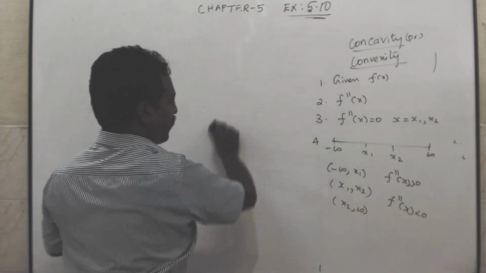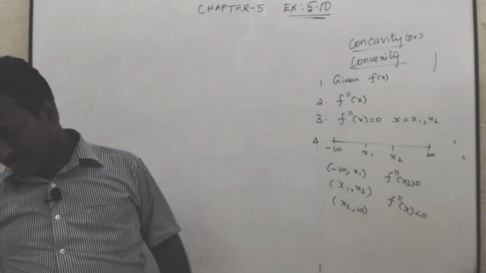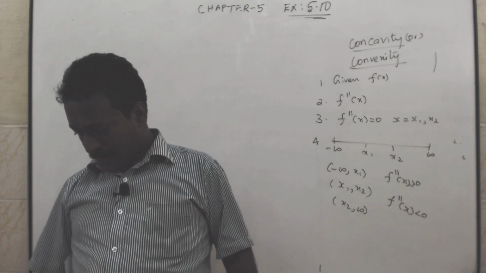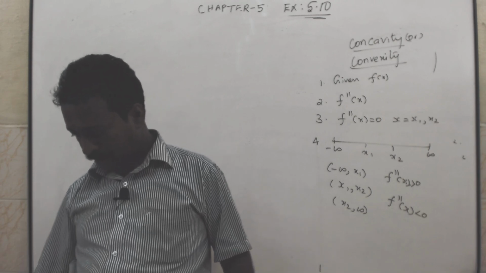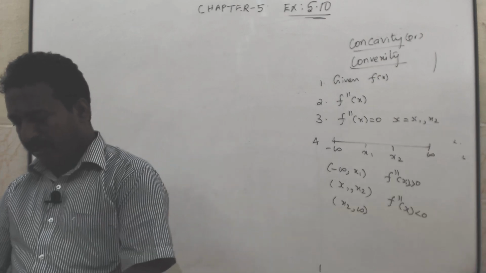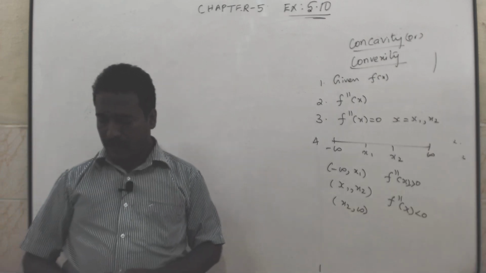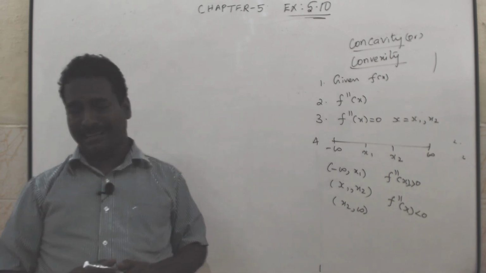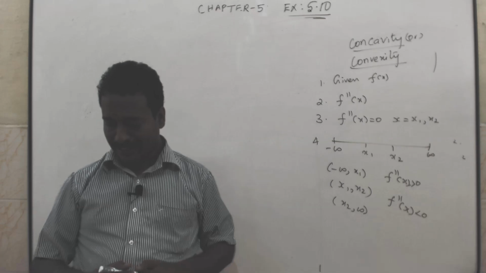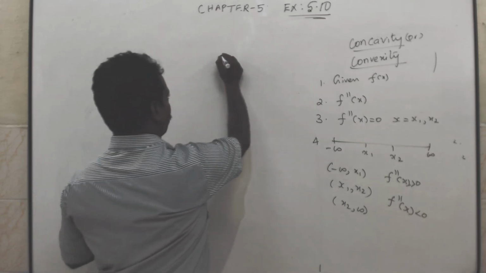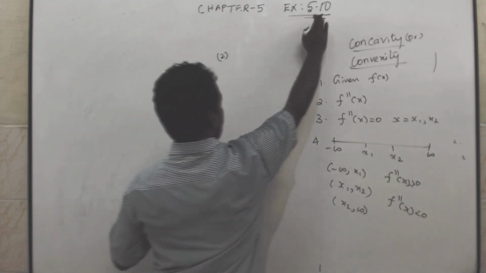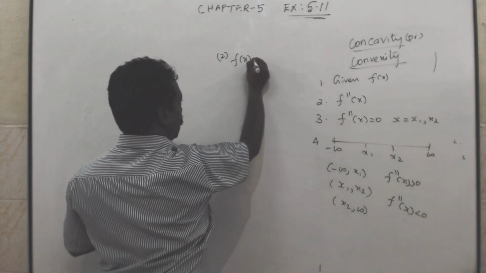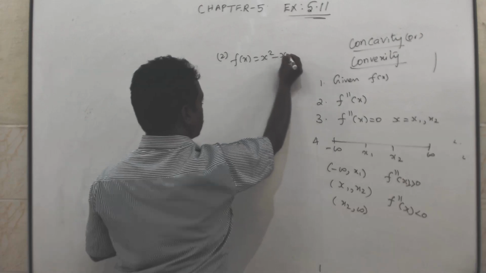Take exercise number 5.11, the last exercise. Nearly 6 problems given. I'll do the first one finally. Somewhat adjustment is there. Sum number 2 in exercise number 5.11. F of x is equal to x square minus x.